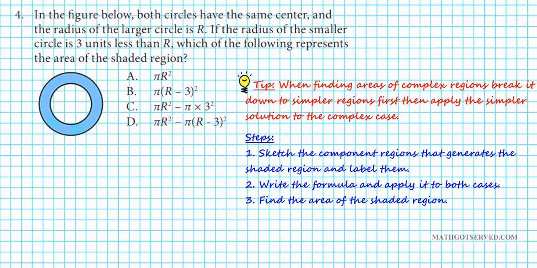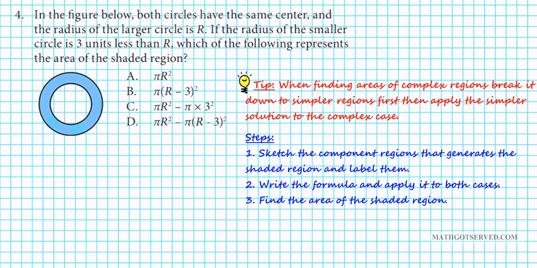Okay, let's take a look at problem number 4. It reads, in the figure below, both circles have the same center, and the radius of the larger circle is r. If the radius of the small circle is 3 units less than r, which of the following represents the area of the shaded region?